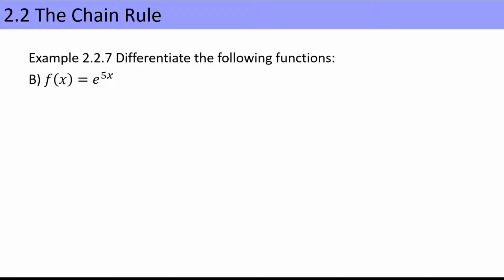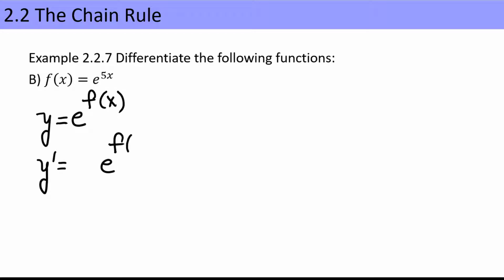B, f of x equals e to the 5x. We had a special formulation of the chain rule previously, and that rule said if you had y equals e to the power of f of x, then the derivative y prime is equal to e to the f of x, which stays put, and we just need to multiply it by the derivative of whatever it was raised to.